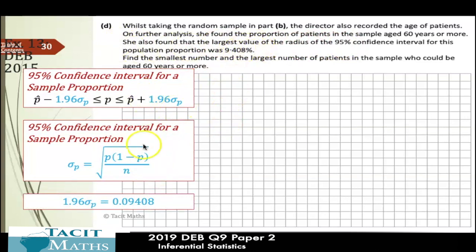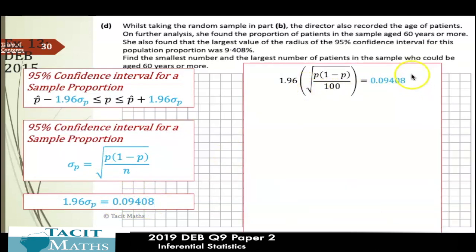But this actual question is quite a common question, where you're given the size of the confidence interval and you're working backwards again to try and figure out the proportion size. And that's essentially all we're doing here. We're trying to figure out what value for p will give us a value of 0.09408. So this is the actual equation that we're trying to solve.